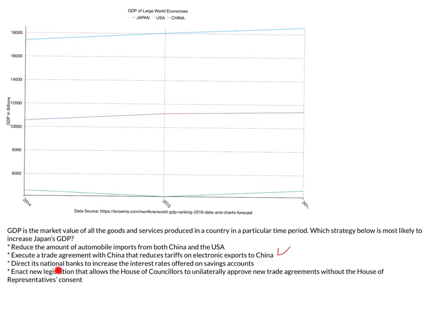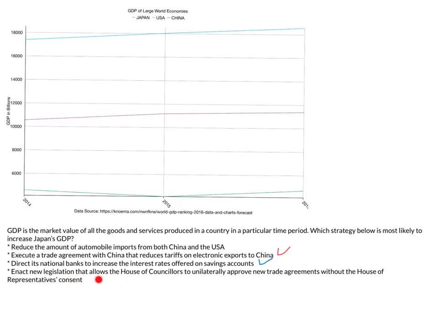This third one here, direct its national banks to increase interest rates offered on savings accounts. Well, if you were to increase interest rates, you might increase your GDP because more people would maybe put money in the bank, and then maybe you would have more service based upon that money. But by and large, is that something that's really going to move the needle? Probably not, but we're still going to mark it as a potential as we continue to go down through these choices.